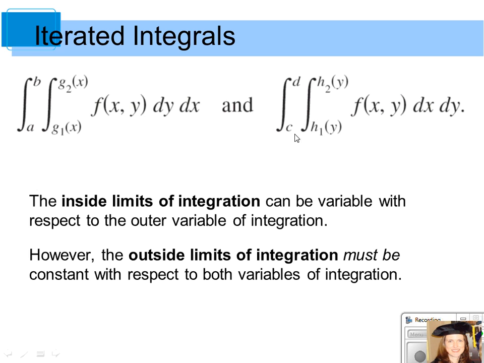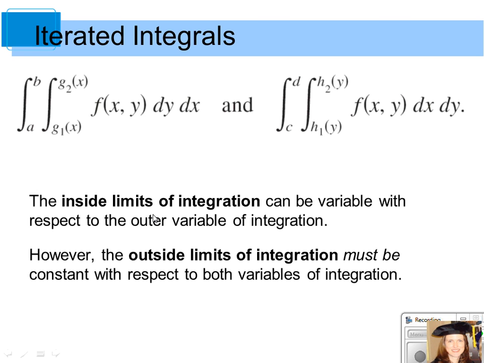x. On the top right side of the screen here, we have the integral from c to d of the integral from h1 of y to h2 of y of f of xy dx dy. With the order of the differentials dx dy, you first do the inside integral with respect to x, treat x as a variable and y as a constant, and then you would plug in the bounds for x. And then once you simplify that to a single integral, you integrate with respect to y.